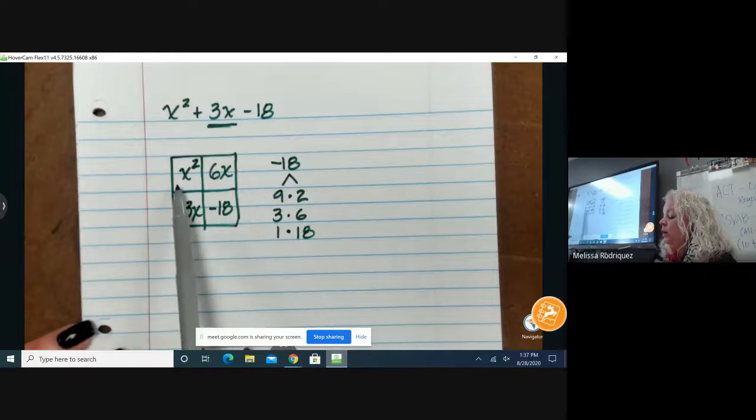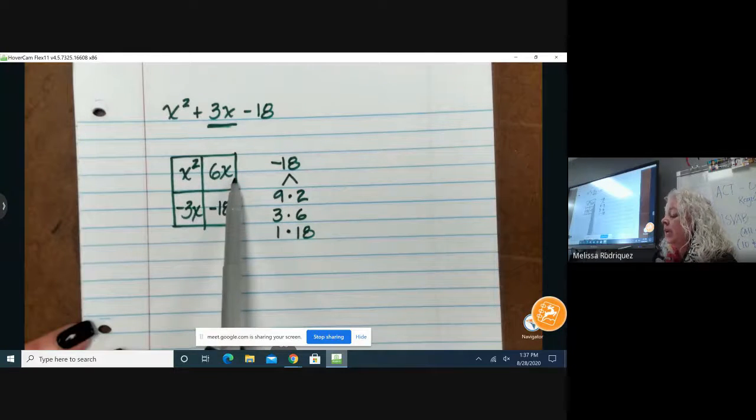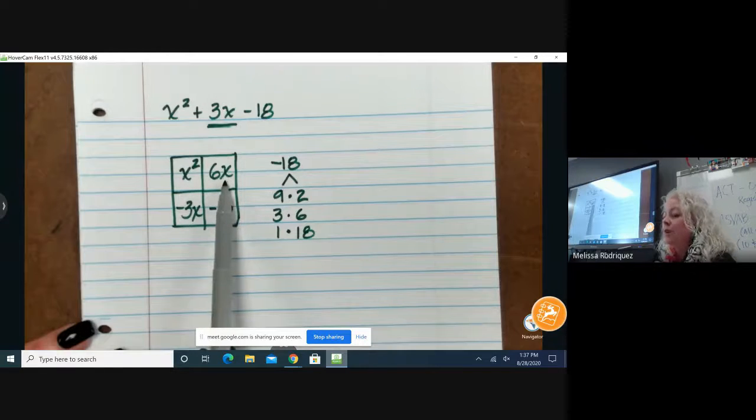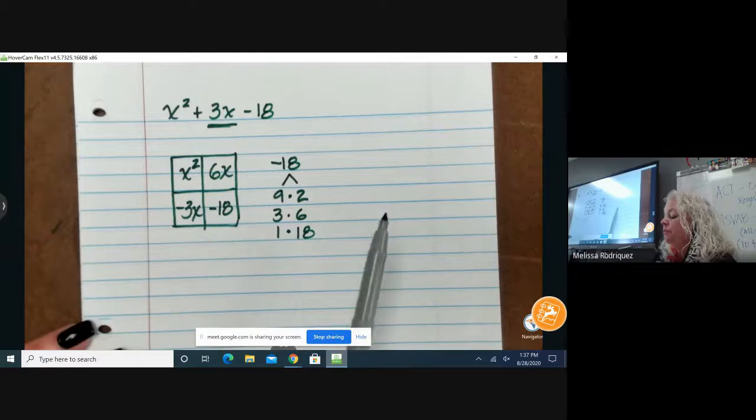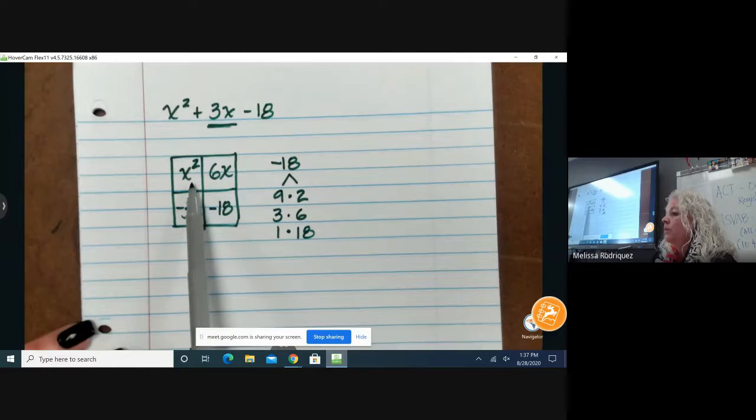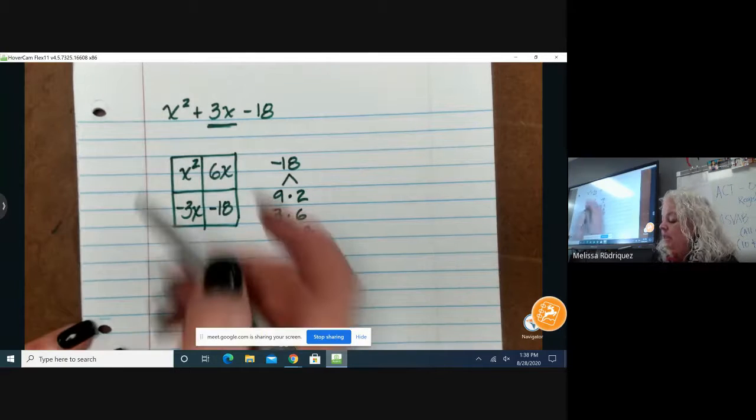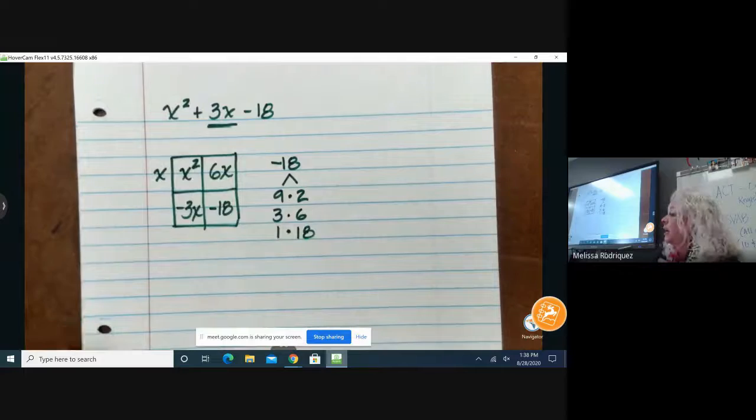Now let's look across this first row. If I were going to factor something out, find the GCF, what do x squared and 6x have in common that I can divide out? What do they both have in common? The x. I can divide out an x from both of them, so I'll put that on the outside.